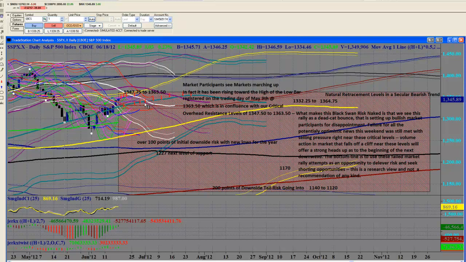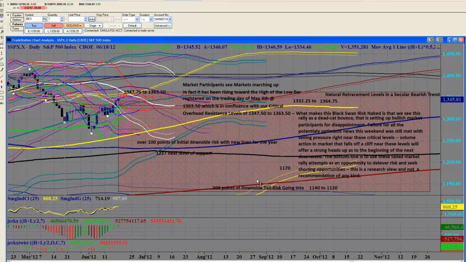And what's happening here, okay, is that as we build cause to go down over here, the downside risks initially are over 100 points lower to 1227 in the S&P, and then longer term over 200 points lower than the current levels. So that happens to be the downside tail risk, which is in the area starting out at 1170 to 1140 to 1120.